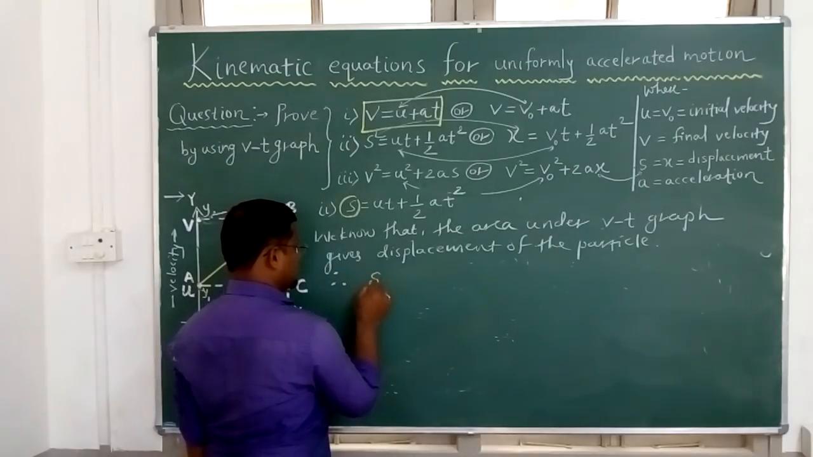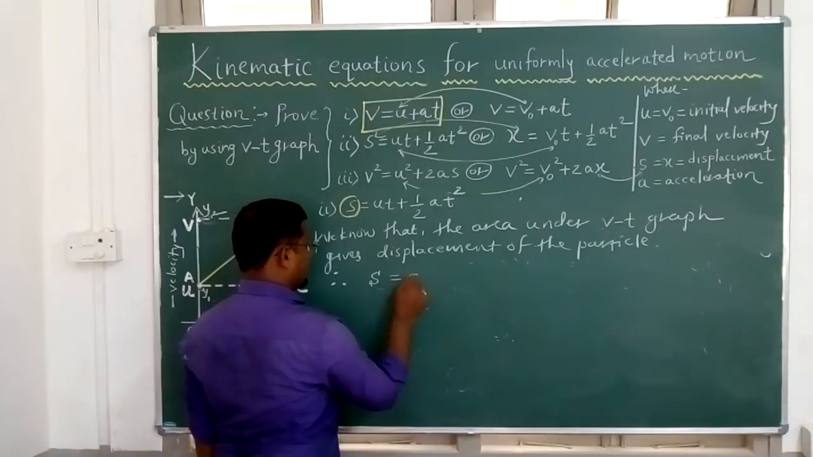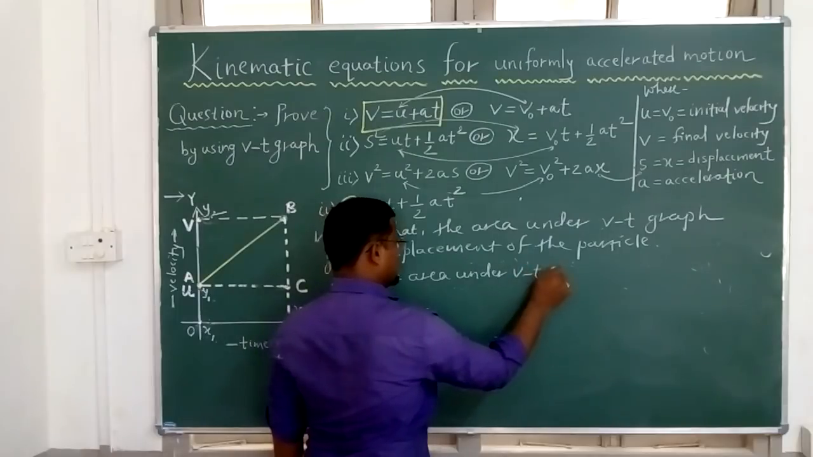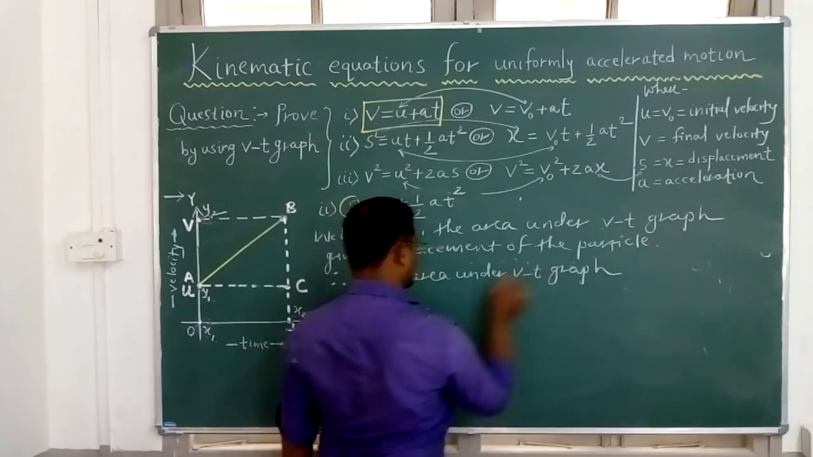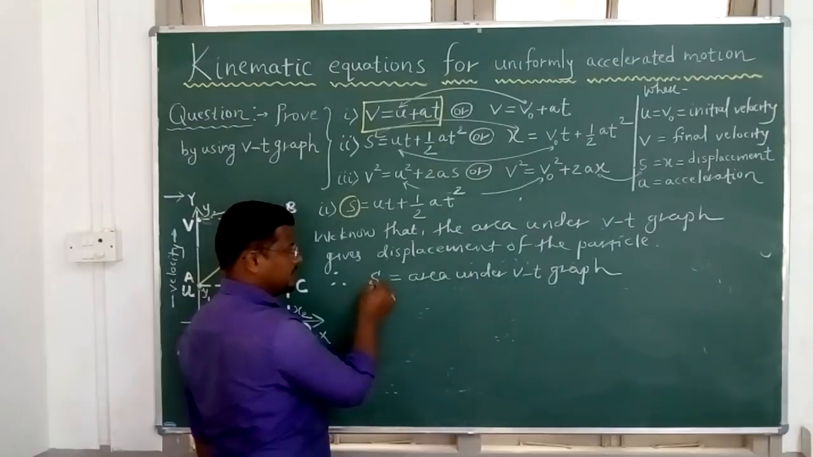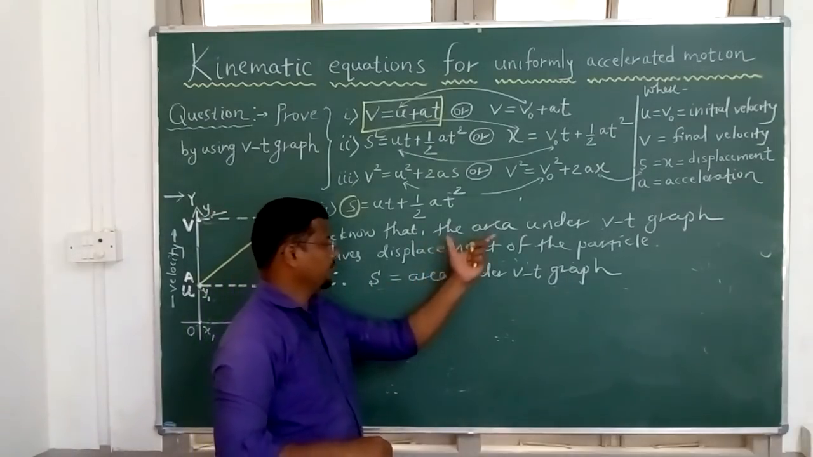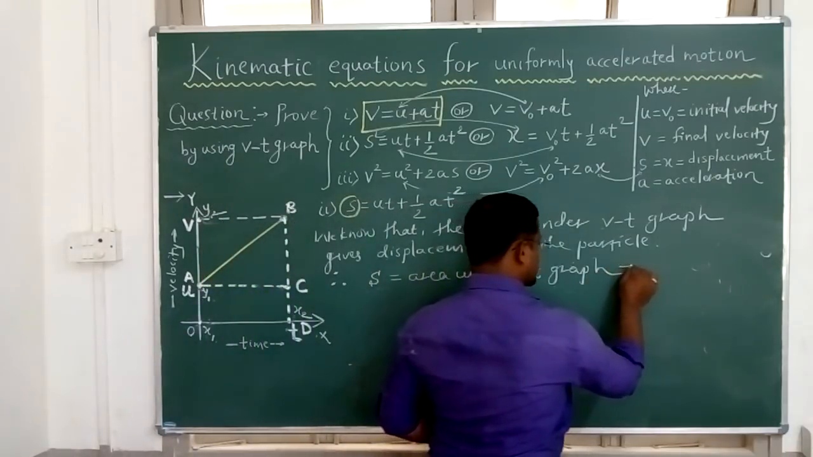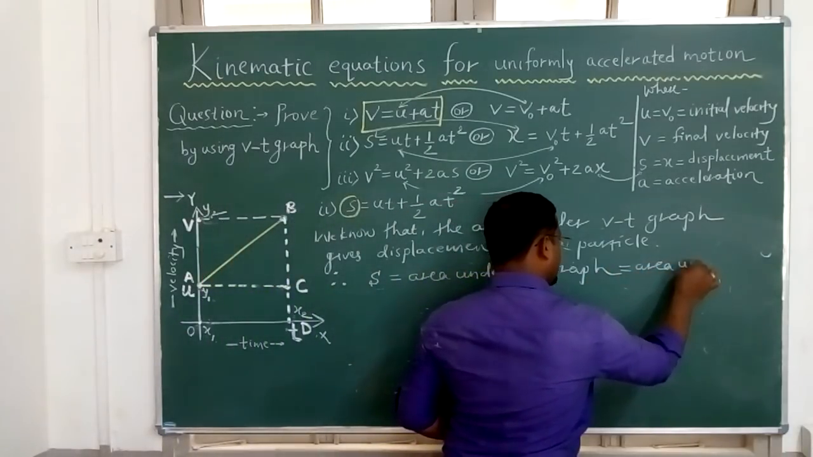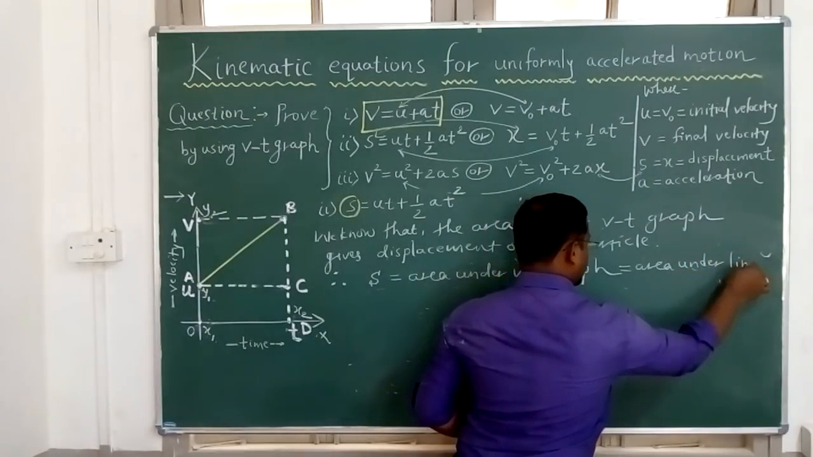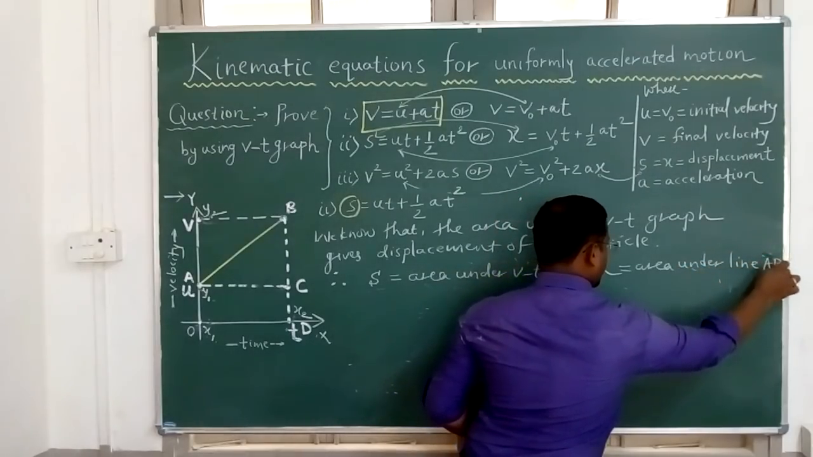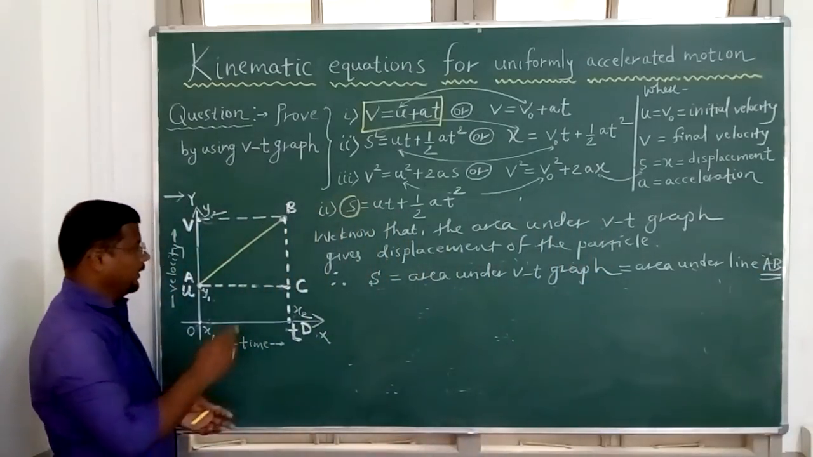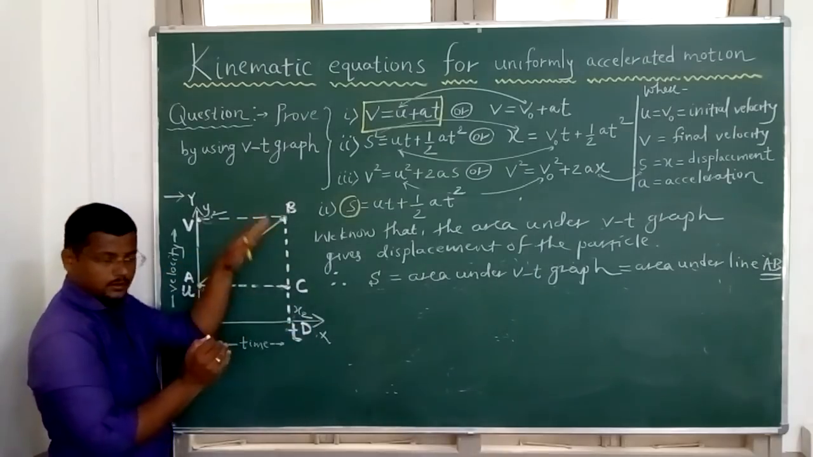s equal to, s means displacement, is equal to what? Area under the VT graph. Why did you find area? Because area will give me displacement. s is my displacement here. So whenever I calculate the area under the VT graph, I am calculating displacement. And this is equal to the area under line AB. We have to find the area under this line AB.